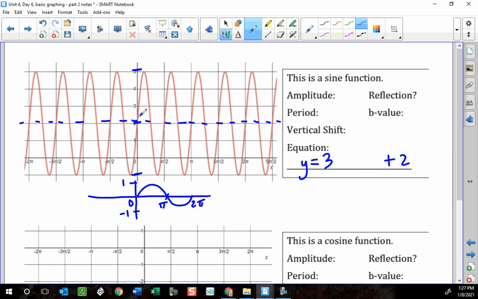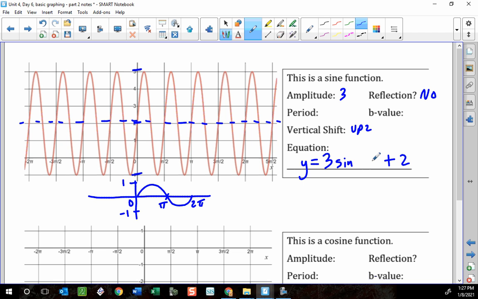And then I do notice it's going up and down, so there's been no reflection. All right. But it kind of looks like the sine function. It's going up and down and up, down and up. But there has been a significant period change, so we'll worry about that in a second. So the vertical shift has gone up 2. Amplitude is 1, 2, 3, so the amplitude is 3. All right. And then I have a sine. Right. And I have to figure out what to do with the period.